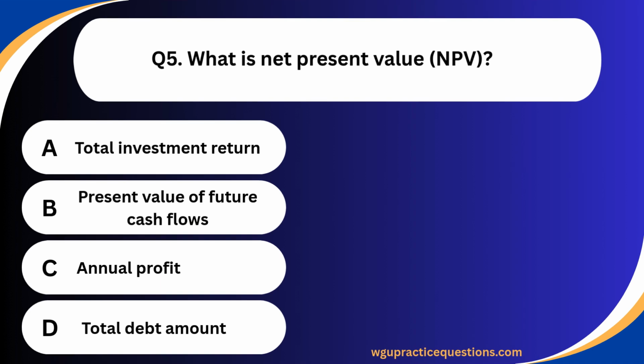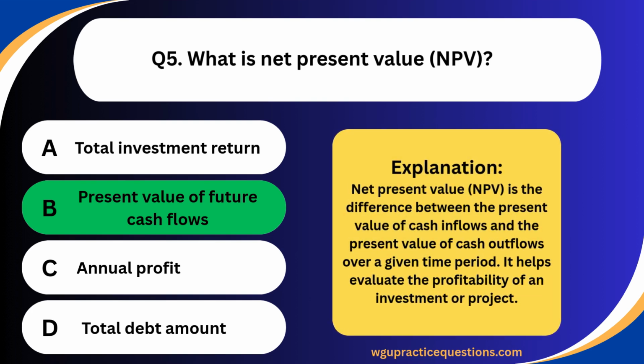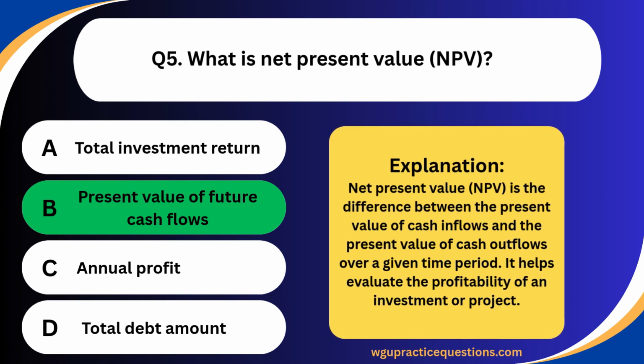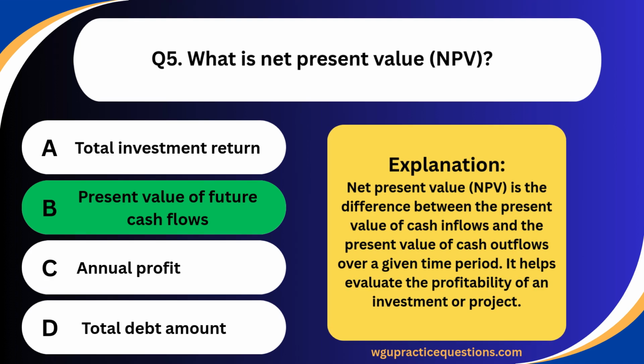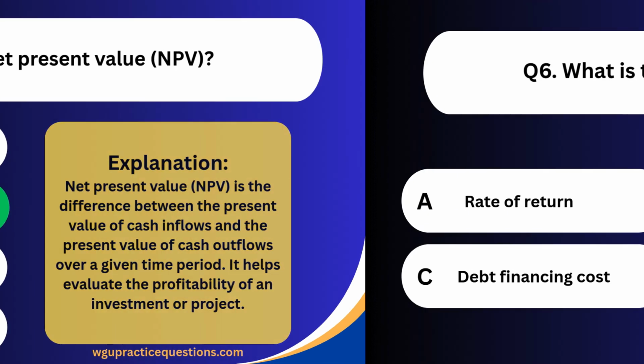The correct answer is B. Present value of future cash flows. Explanation. Net present value, NPV, is the difference between the present value of cash inflows and the present value of cash outflows over a given time period. It helps evaluate the profitability of an investment or project.